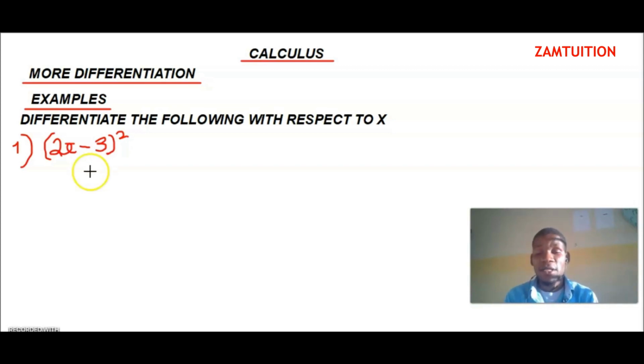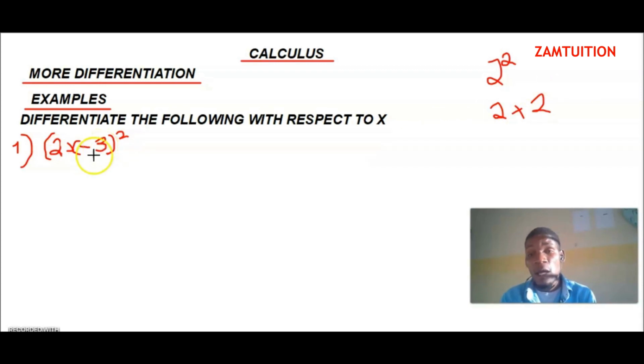And the first thing that we're supposed to do for such a question, for example, if you are asked to differentiate (2x minus 3) squared. If you're differentiating something like this, first of all, you have to understand that this square simply means 2x minus 3 appears twice. That's one thing that you're supposed to understand. For example, 2 squared simply means 2 multiplied by 2. So the same rule is applied here.